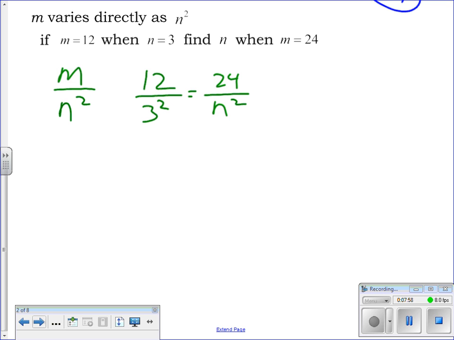It says M varies directly with N squared. Not M with N, M with N squared. So if I'm solving for N, I still have to remember I'm doing N squared. And now I can solve it. There's lots of ways I can do this one as well. I go ahead and square out the 3 just to make sure: 12 over 9 is equal to 24 over N squared.